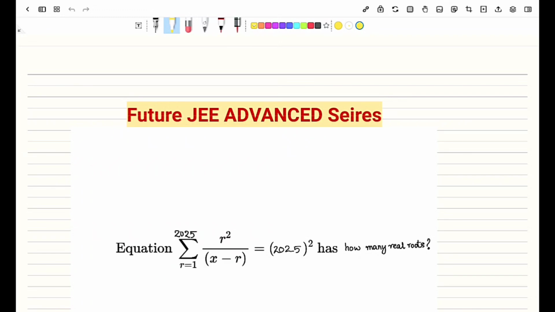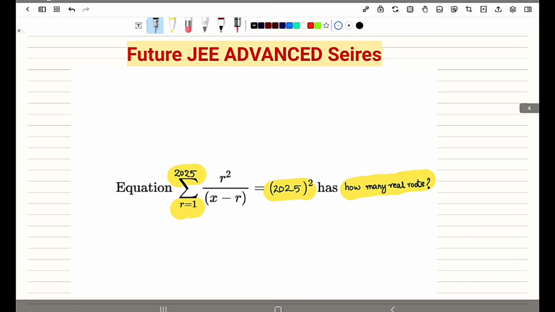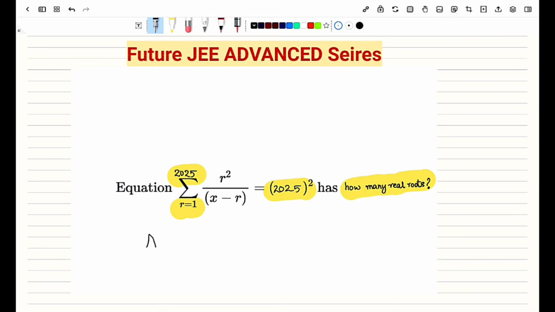It is given that the summation from r equal to 1 to 2005 of r squared divided by x minus r is equal to 2005 squared. We have been asked how many real roots there are for this equation. If you would like some options, I would be obliged to give you the options that were there.